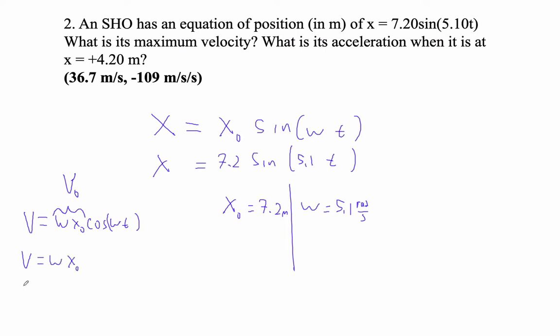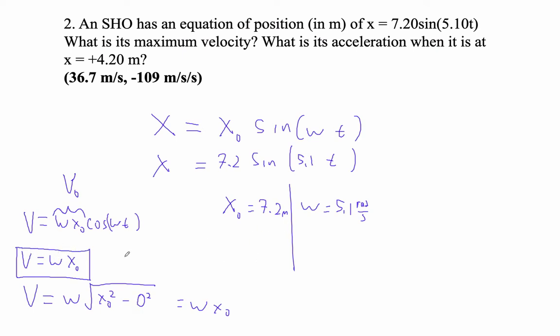The other way to do it is you can use this formula. V is omega square root of x naught squared minus x squared. And then the maximum velocity occurs when x is 0, right? Well, doesn't that just become omega x naught? I don't know, there's lots of ways. It's not in the data packet, so you've got to memorize that the maximum velocity is omega x naught, right?